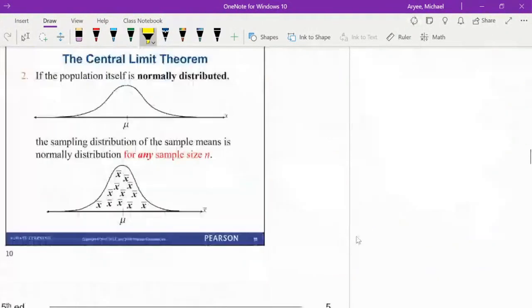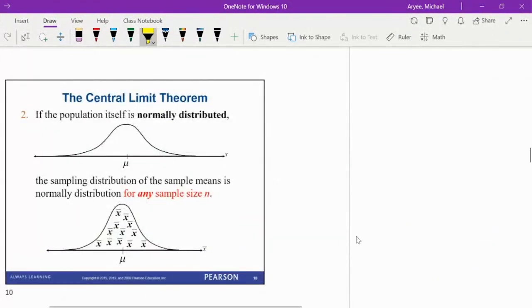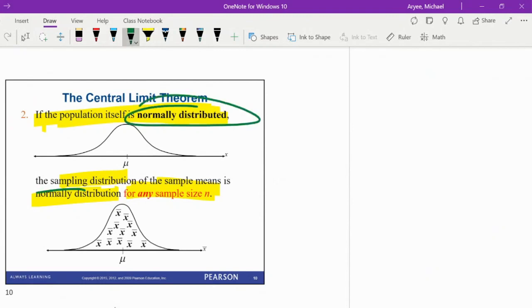So that is the second one I'm saying, that if the original population is normal, then the sampling distribution will be normal irrespective of your sample size. It doesn't matter. Once you start with normal, you're going to end with normal.